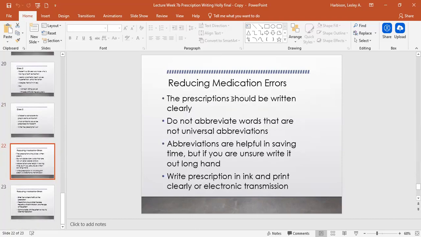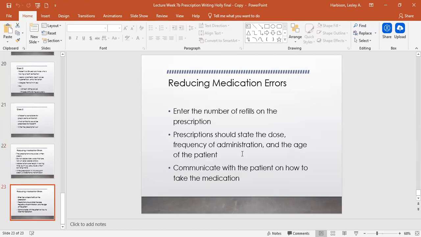Reducing medication errors: the prescriptions should be written clearly. Do not abbreviate words that are not universal abbreviations, so you don't make up your own abbreviations. Abbreviations are helpful in saving time, but if you are unsure about how to abbreviate it, just write out the whole word. Write prescriptions in ink and print clearly, or use an electronic tab.